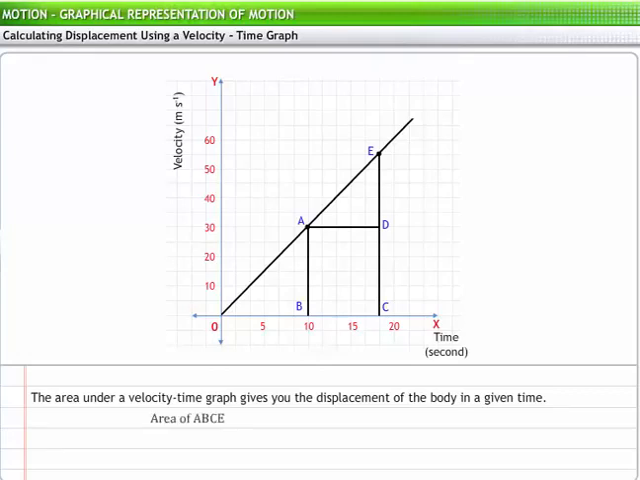The area under the velocity-time graph between points A and E is the sum of the areas of the rectangle ABCD and the triangle ADE. Hence, the displacement is equal to S is equal to AB multiplied by BC plus half of AD multiplied by DE.